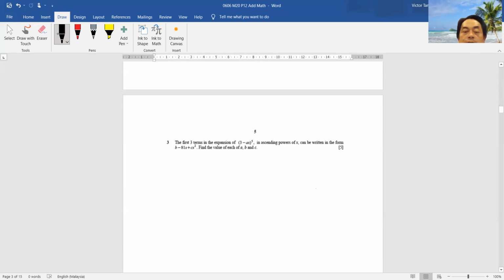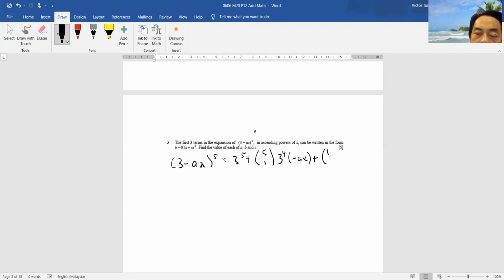The first three terms in the expansion of (3 minus ax) to the power 5, in ascending powers of x, can be written in the form given. Find a, b, and c. So let's expand (3 minus ax) to the power 5. Using the formula, this will be 3 to the power 5 plus 5C1, 3 to the power 4 (minus ax) plus 5C2, 3 to the power 3 (minus ax) squared.